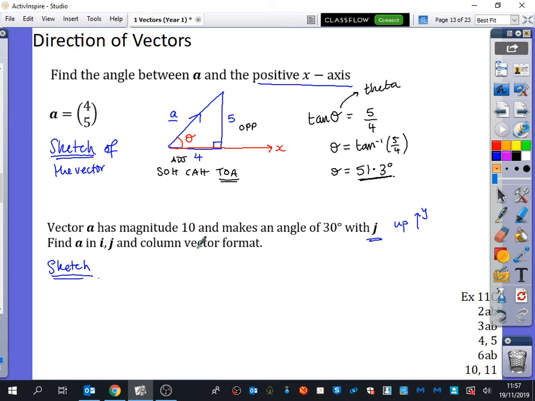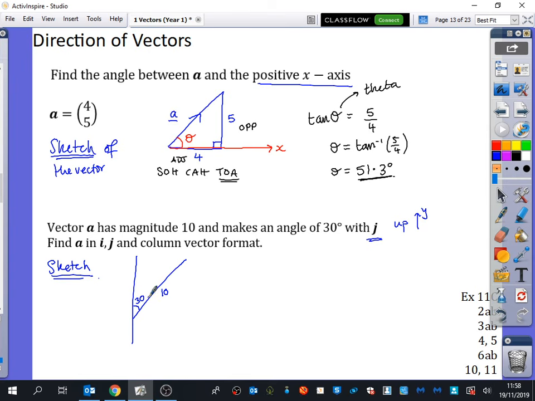Again, there's nothing new about the maths that you're going to do, but it's definitely a new way that these questions are being presented to you. So again, we're going to do a sketch. It's got a length of 10 and it's making an angle of 30 degrees with the up. So I'm going to start off with the up part here. And I'm going to do that it's got a length of 10 and this angle here is 30.